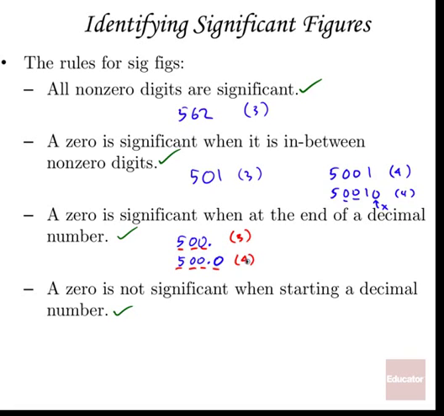A zero is not significant when starting a decimal number. So for example, 0.00321, the 2 zeros do not count here because they start a decimal. So we only have 3 significant figures here. However, 0.003210, the leading zeros do not count at all. However, you see the 0 here that comes at the end of a decimal number, so this definitely does count, and we have a grand total of 4 significant figures.